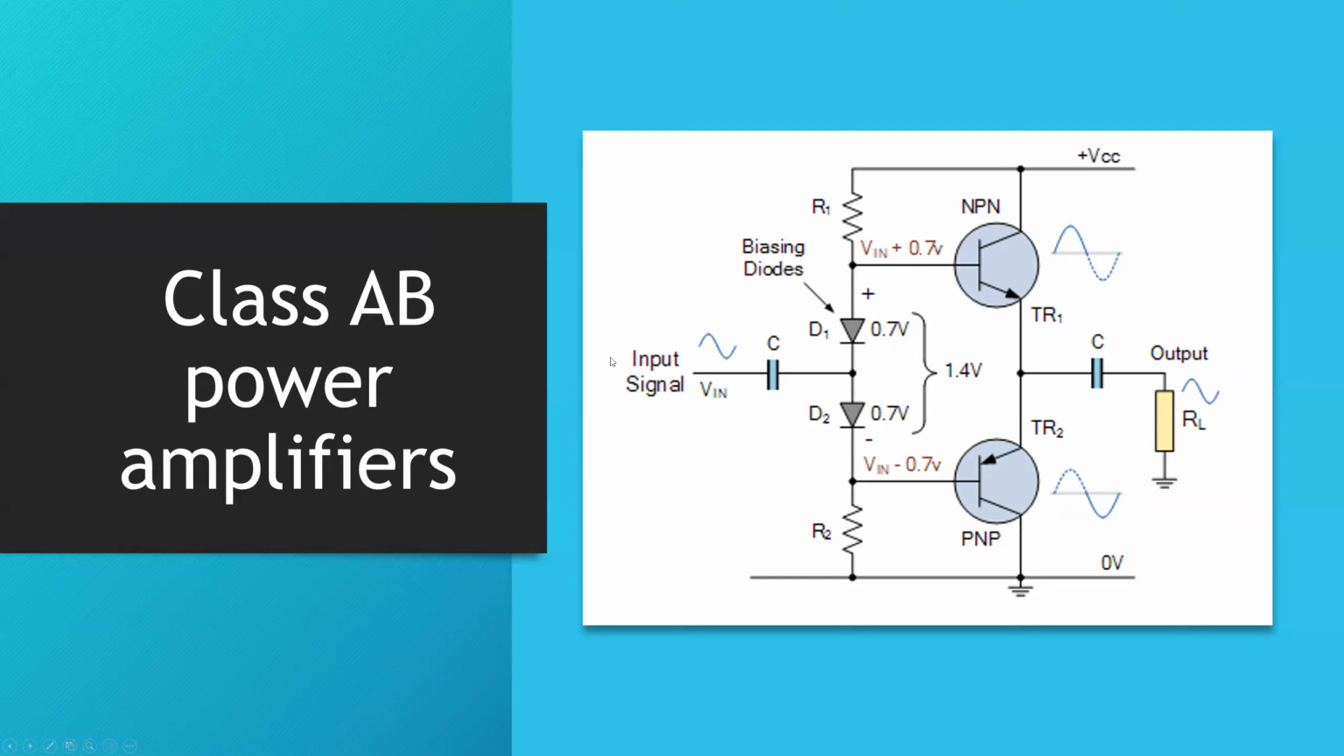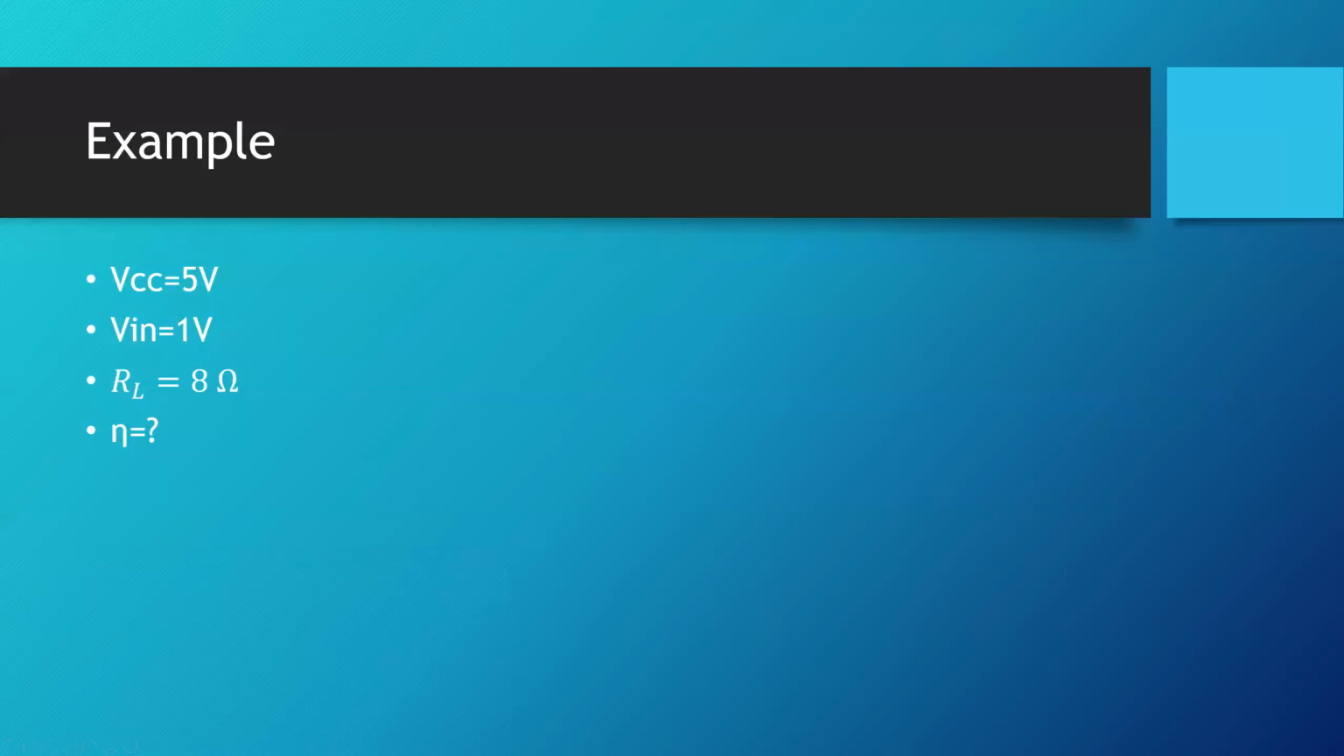Now, for this configuration, we want to calculate the efficiency. So this is a short example. We have VCC of 5 volts, V input of 1 volt, and R load of 8 ohms, and we want to find the efficiency, which is eta. Now, why did I have RL as 8? Most audio devices actually have a load value of about 8 ohms. That's why I use this value.